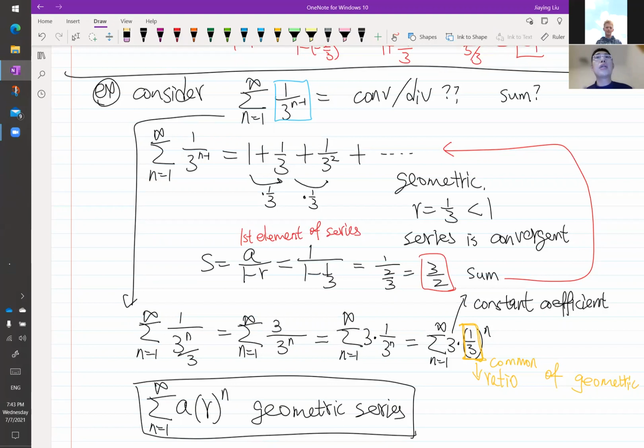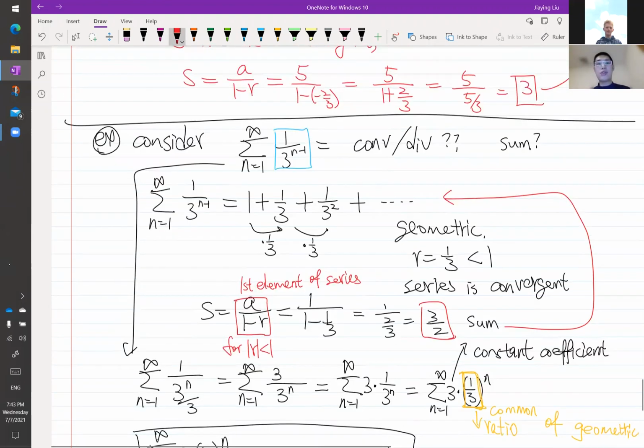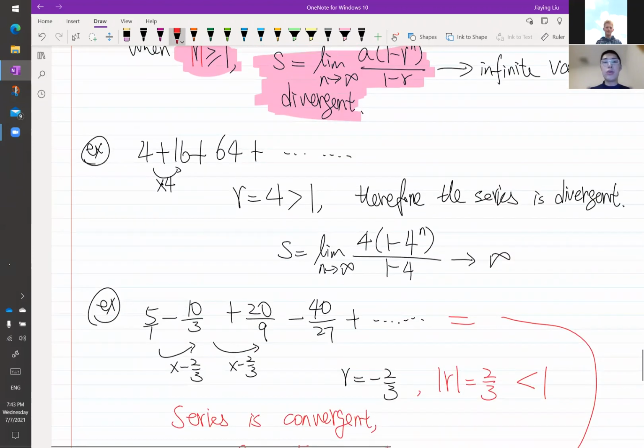What is this last set of steps we're doing? Will you always use S equals a over 1 minus r? That's if the absolute value of the ratio is less than 1. So this always works for the absolute value of r less than 1. If it's more than 1, then you have to go back to the general formula with a limit.